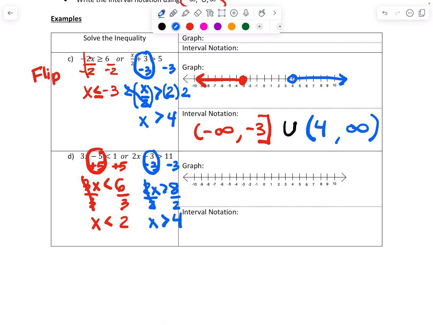And now we graph. So I find 2, open circle because it was just less than, and everything to the left. Find 4, open circle because it was just greater than, and everything to the right. So in interval notation, I'm going to start from negative infinity and stop at 2, parenthesis, or starting at 4, parenthesis, because of the open circle, all the way to positive infinity.